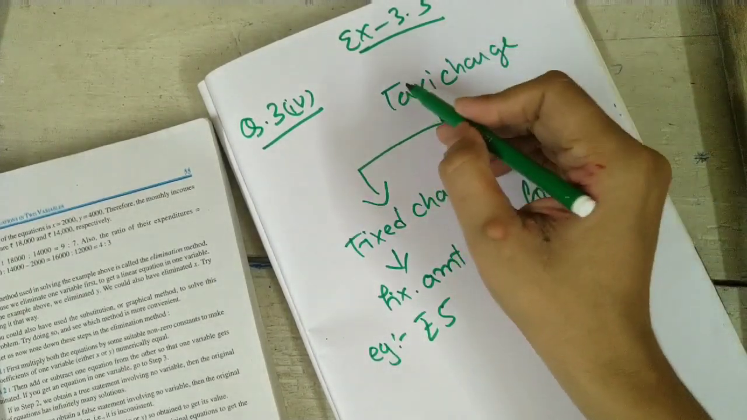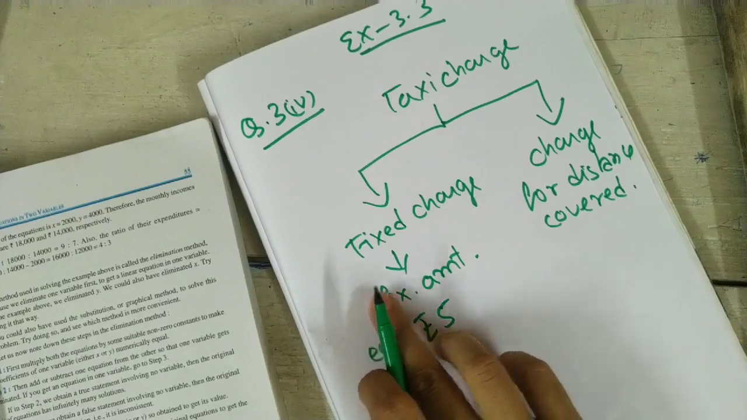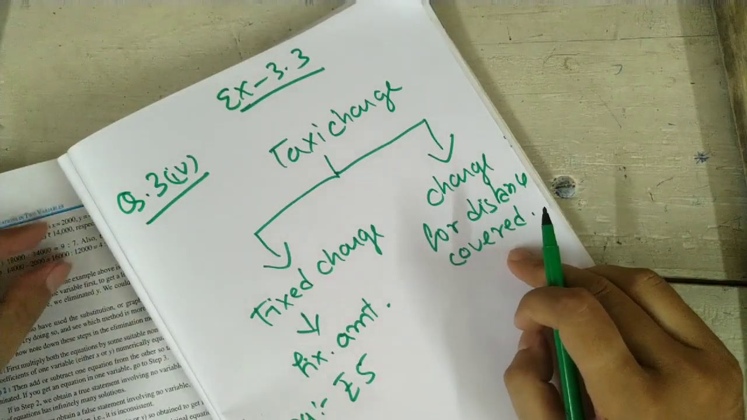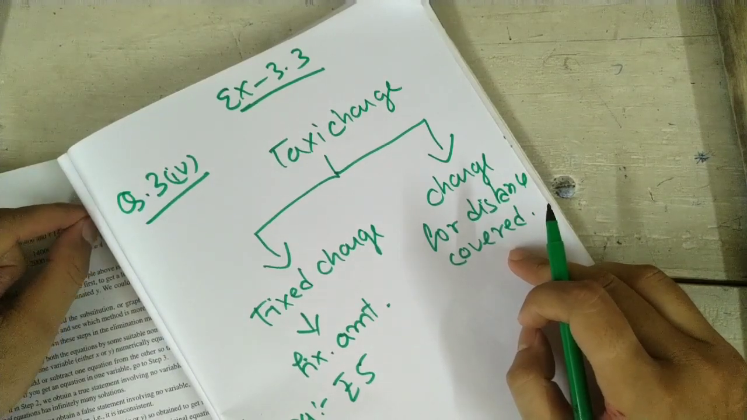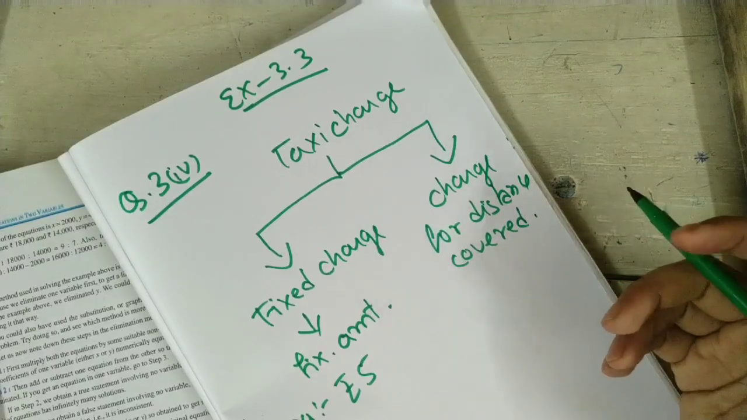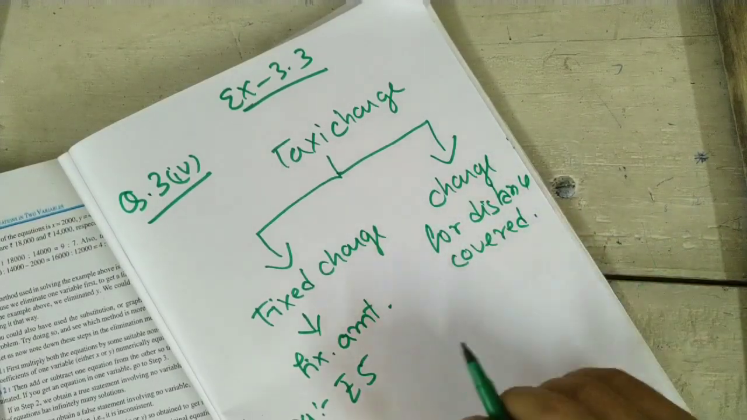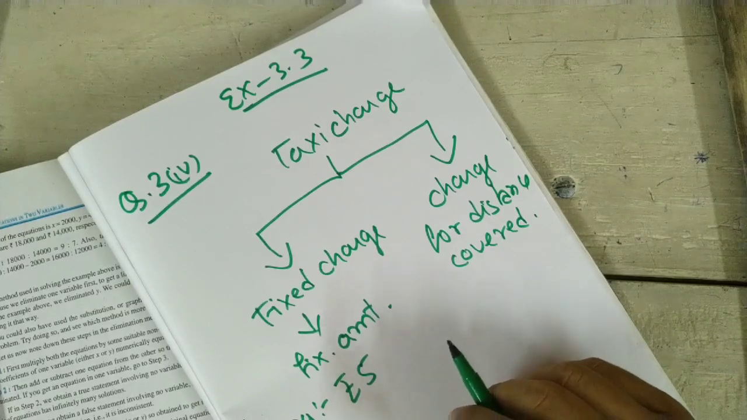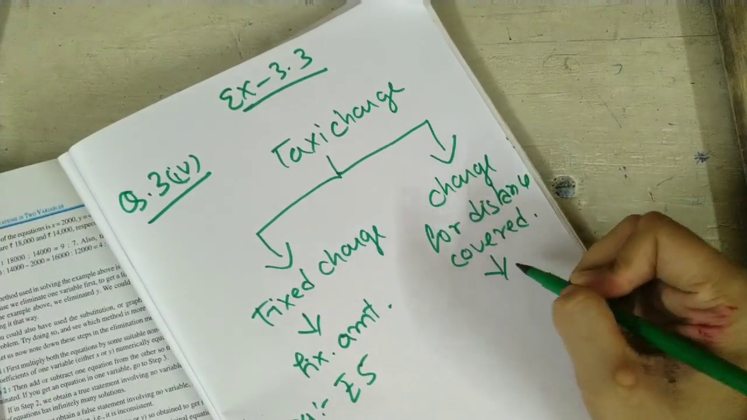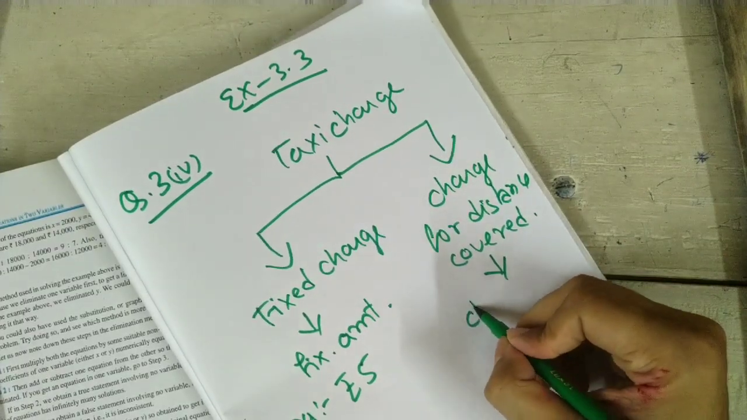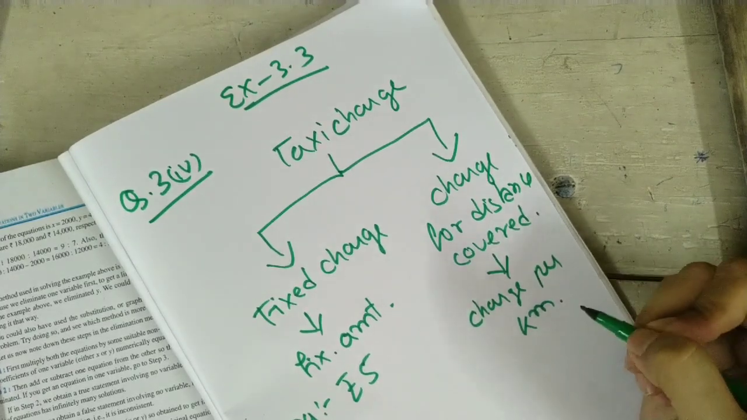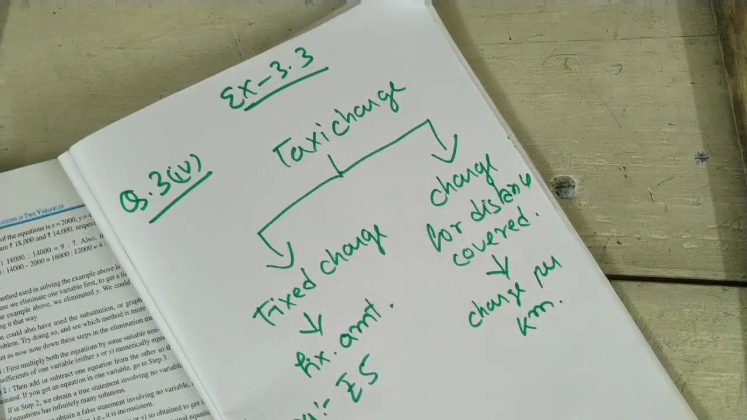Now, the total charge includes the fixed charge plus one more charge, that is the charge for distance covered. Now, the charge for distance covered varies with the distance. Means if we cover more distance, we have to pay more amount. If we cover less distance, we have to pay less amount. Now, to find out the charge for distance covered, we have to first find out what is the charge per kilometer.